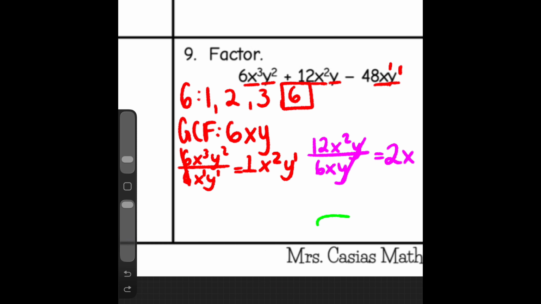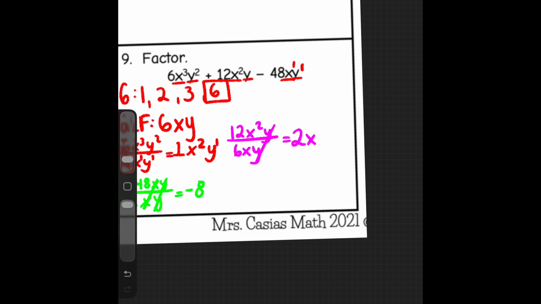Malfunctions all day. Negative 48xy by 6xy. Okay, negative 48 divided by 6 is negative 8. X cancels out and y cancels out, so we're just left with negative 8.